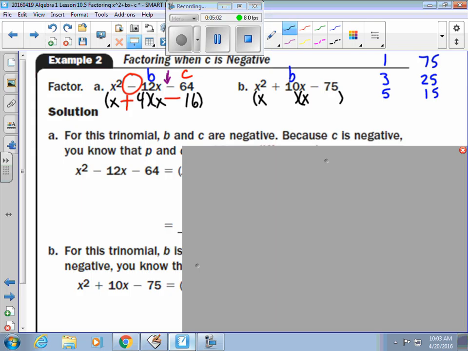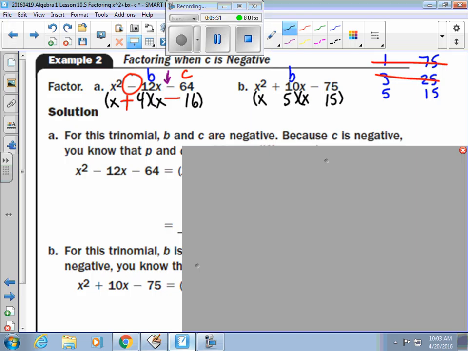It's going to give you a number that's a lot closer to it. 1 and 75 either gives you 74 or 76. That doesn't work. 3 and 25 either gives you 28 or 22. Also, that one doesn't work. The only pair that when you combine them gives you the number 10 is 5 and 15. So we need to put in 5 and 15.